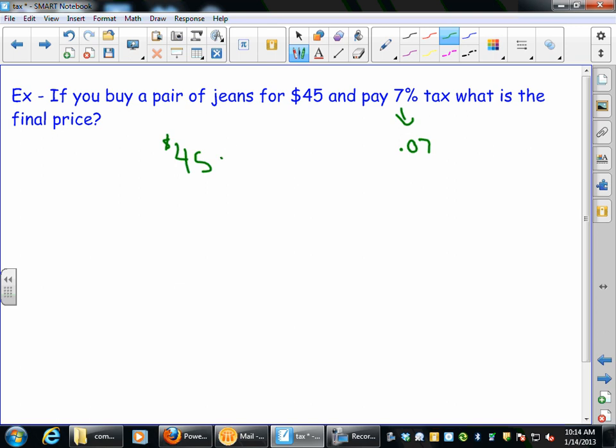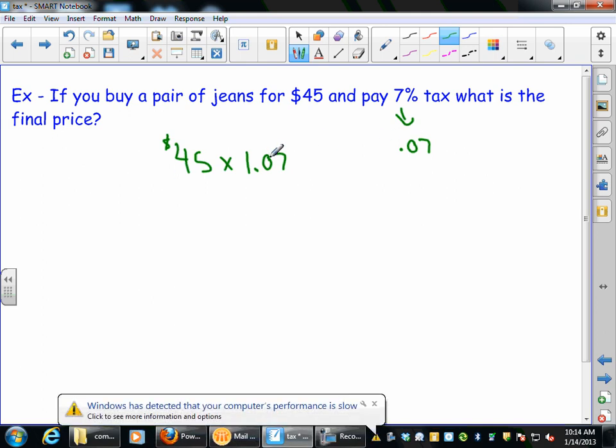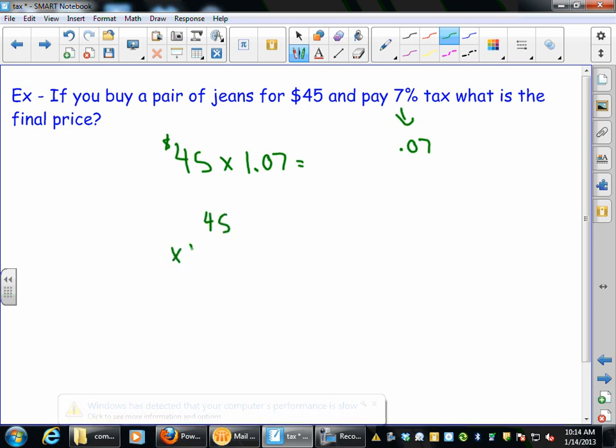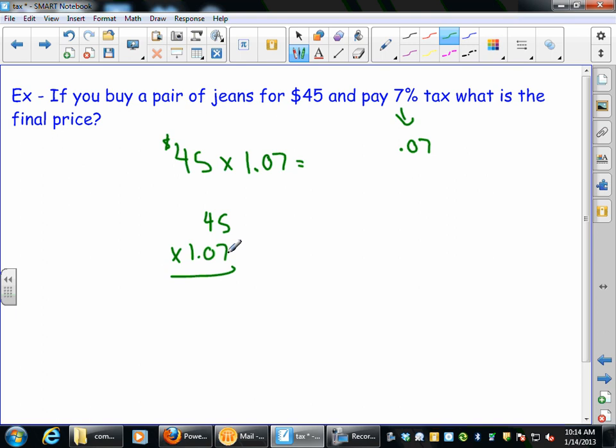So what I can do is multiply 45 times 1.07. Multiplying 45 times 1, that just gives me the original price. Multiplying 45 times 0.07 is giving me the amount of tax. If I put those together, that gives me the price plus the tax. And that's it. So if I just need the final price, I can do this. I can take my percent as a decimal and just put a 1 in front and multiply. So 45 times 1.07. Again, just multiply like normal.